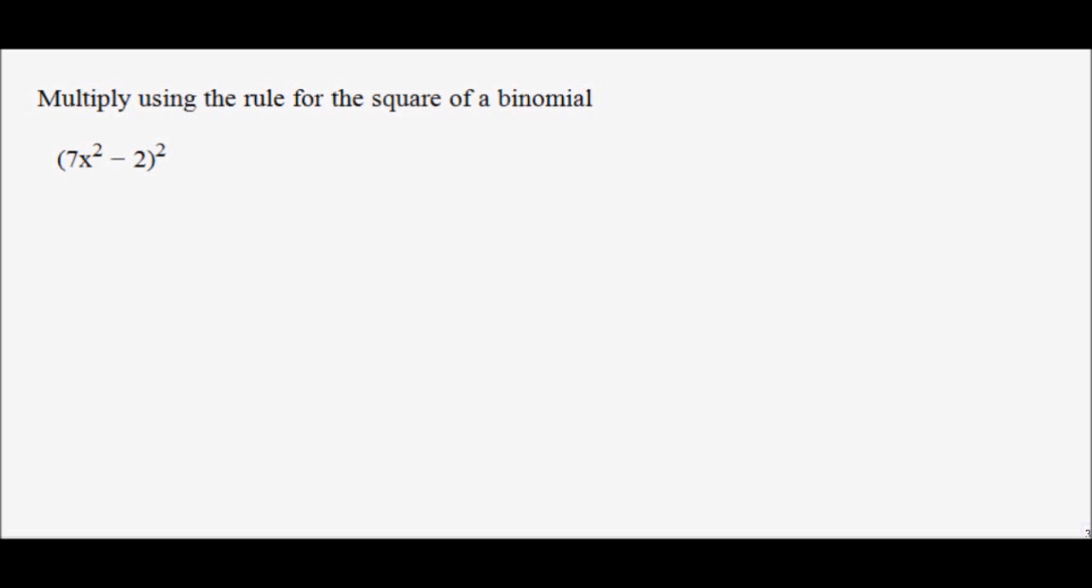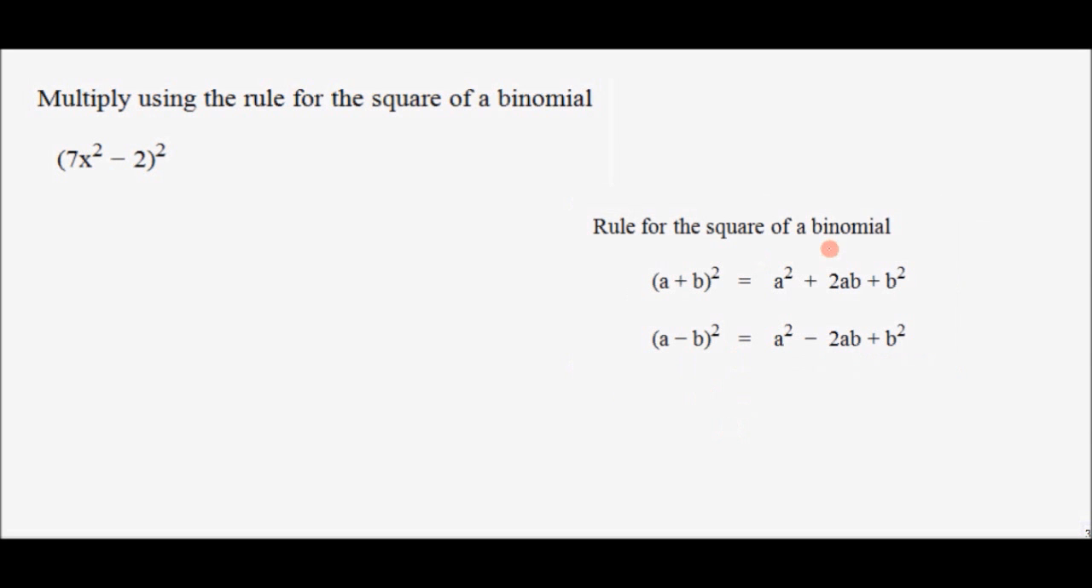We looked at one of these before in which there was a plus sign inside the parentheses, but the rule for the square of a binomial will work whether it's plus or minus. And here's the rule. If it's (a plus b) squared, then it's a squared plus 2ab plus b squared. So whatever the sign inside the parentheses, that's going to be the sign here. This sign is always positive. If it's (a minus b) squared, it's a squared minus 2ab plus b squared. So notice how that sign matches that sign.